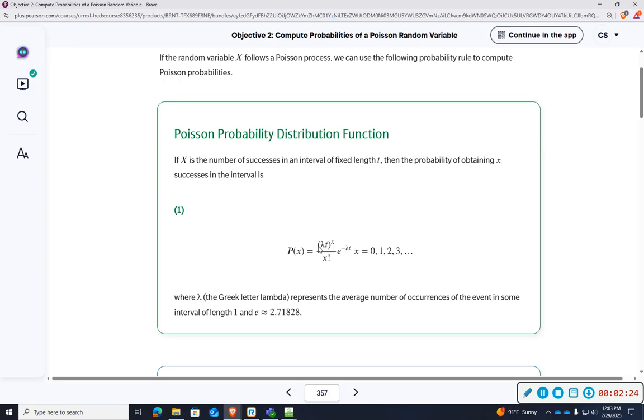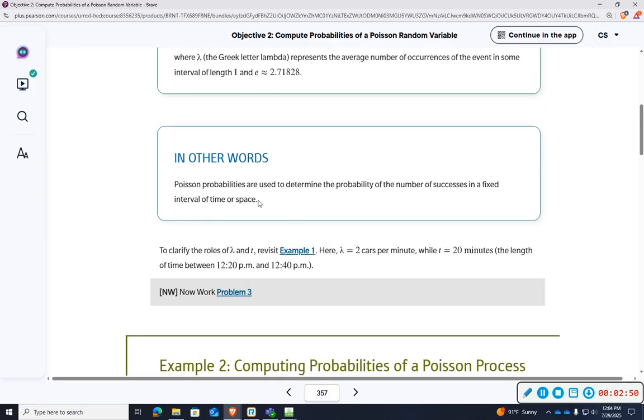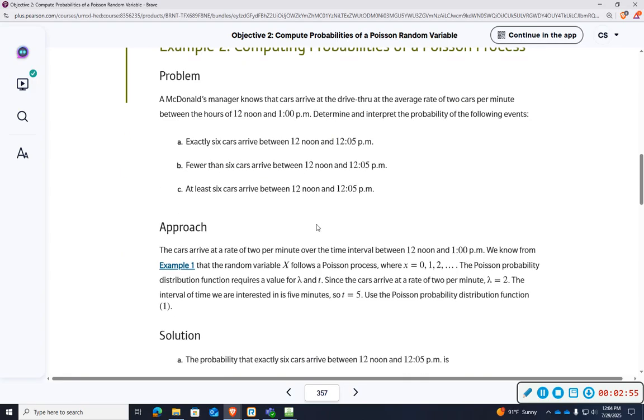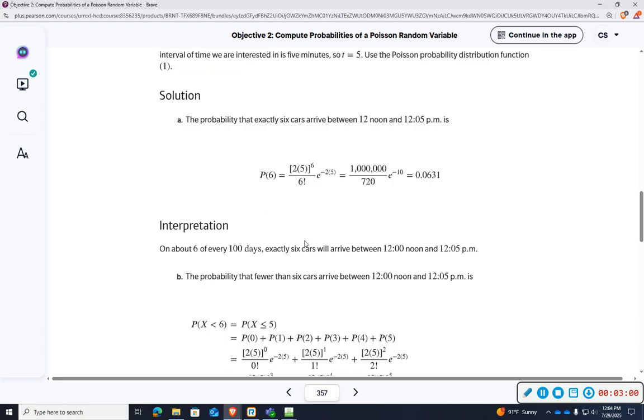This textbook shows you lambda, which is the average, times the number of time intervals, which will give you your mean, and then e raised to the negative lambda t, all divided by x factorial. And then here it spells it out. This Greek letter lambda represents the average number of occurrences in some interval of length 1, and e is the exponential, given by 2.71 around it. So they give you some examples, which I'm not going to go over. I'll just show you as we do problems in MyMathLab.